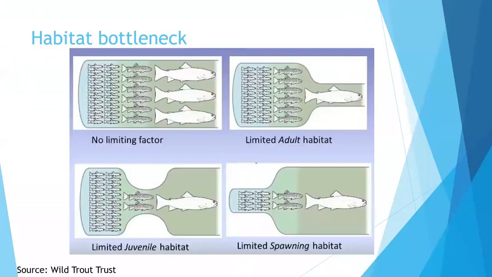Next slide, please, Alex. And again, this is just showing that. This is a slide I've taken from a Wild Trout Trust handbook, talking about habitat bottlenecks. What we're trying to get to here is that top left image where you've got no limiting factors, and you've got spawning habitat, juvenile habitat, and adult habitat. If you start to get those all in sync, then you're going to have a self-sustaining, recruiting population. And if any of those areas are limiting, you start to see a decrease in that particular area.